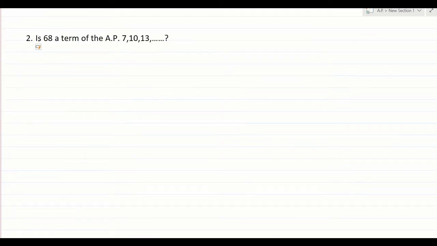Question number 2. Is 68 a term of the AP 7, 10, 13, and so on? So here our AP is 7, 10, 13 and so on. We need to find out whether this 68 is also a part of this AP or not.